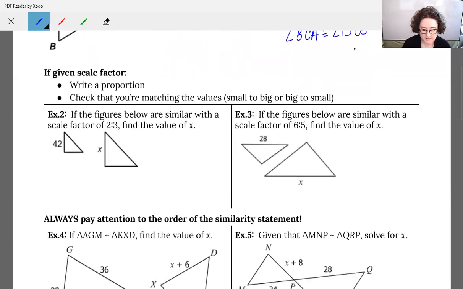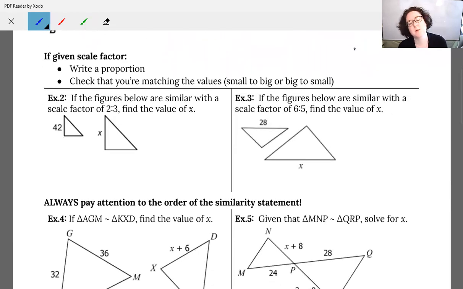Alrighty, so example 2. If the figures below are given and they have a scale factor of 2 to 3, we need to find the solution for x. I already have one ratio, it's just in disguise. This scale factor 2 to 3, I can use as my first ratio. And it also gives me an idea: if I'm going 2 to 3, I'm going small to big. I need to take the piece of information from my smaller triangle, which in this case is the 42, compared to the x. And then we cross multiply and solve it out.